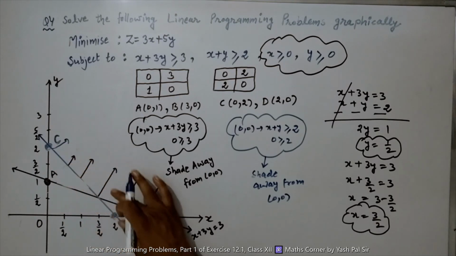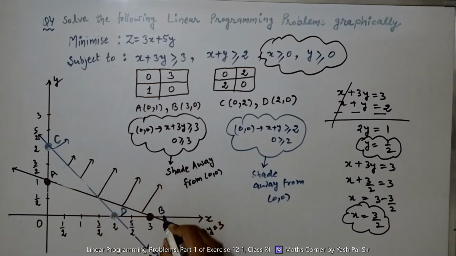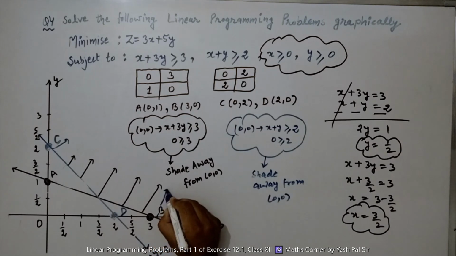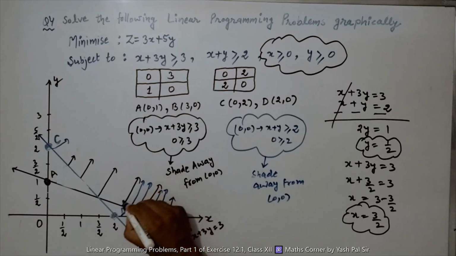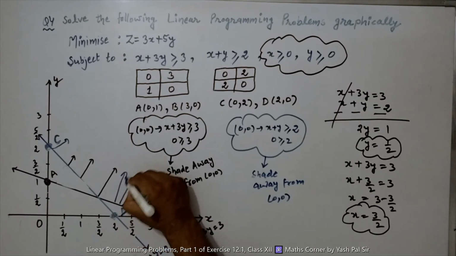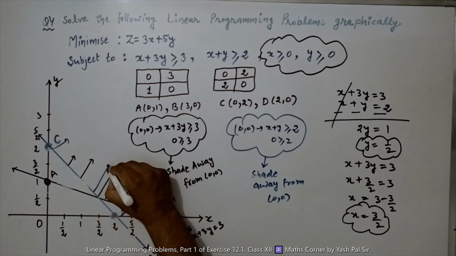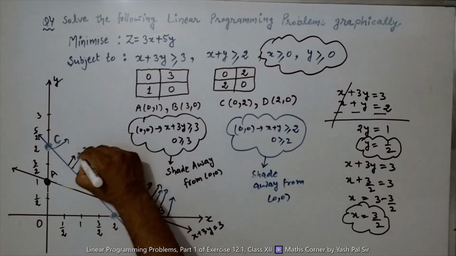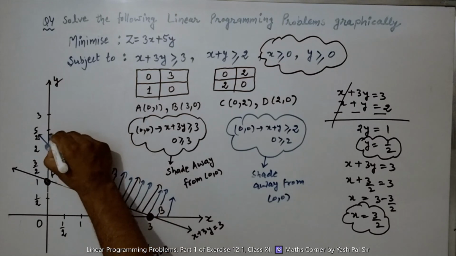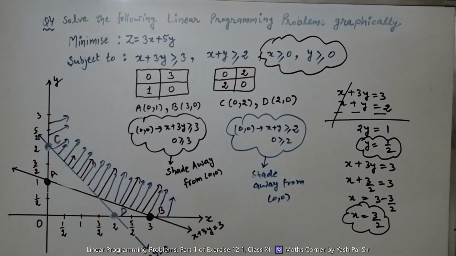So the previous portion, which was towards this side, that is erased now. So this way we have the feasible region. This portion is not bounded, unbounded. This way. Okay, so this is the feasible region.